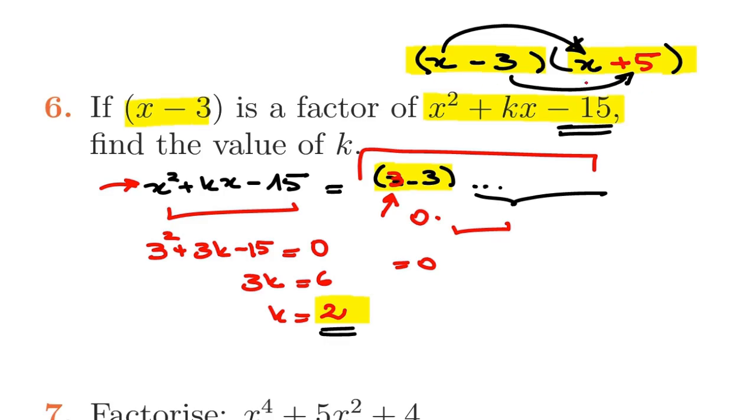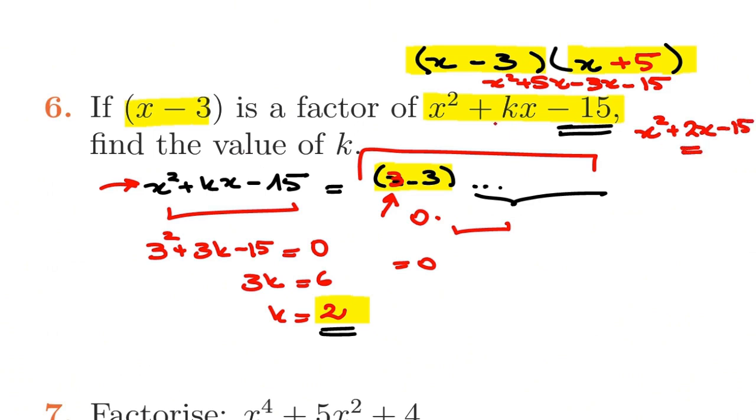Okay, let's continue expanding this. Let's fully expand it now. We found the other part. Multiplying x by x gives x squared. Multiplying x by 5 gives 5x, minus 3x, minus 15. So that's x squared plus 2x minus 15. This way we found that the coefficient of x is 2, in other words that k is 2.